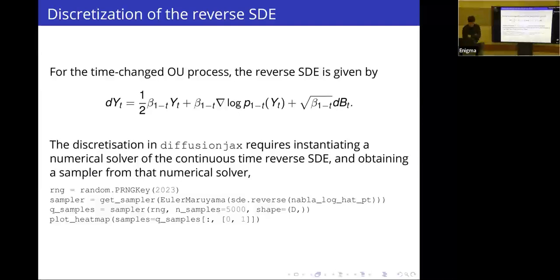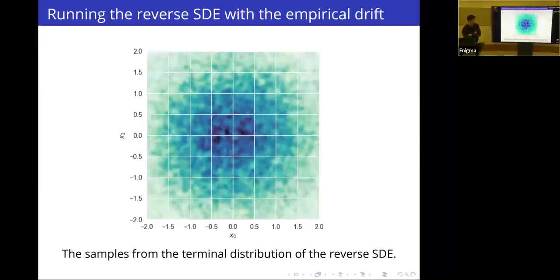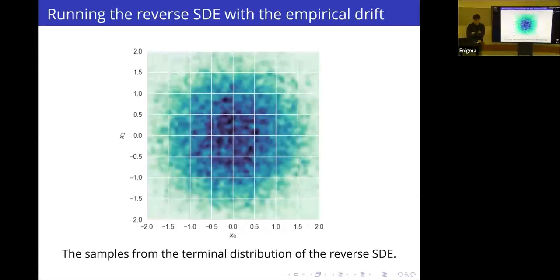So that implementation in DiffusionJAX is getting a sampler from a numerical scheme such as Euler-Maruyama, and DiffusionJAX isn't limited to that, obviously. And I think you can quite easily extend it to any SDE numerical solver from other packages, even such as diffrax or SciPy. And the implementation has a utility function in which you can get a sampler from that numerical solver, and then sample from the reverse SDE, and plot those samples over time using the empirical drift.